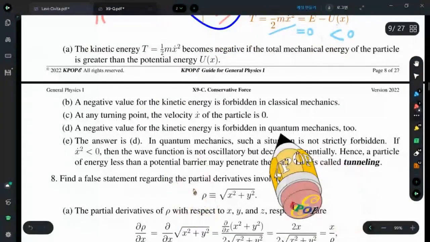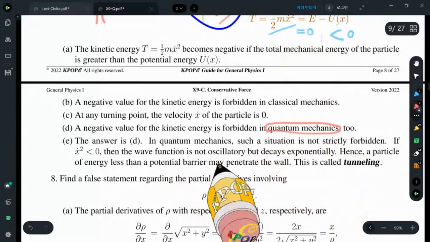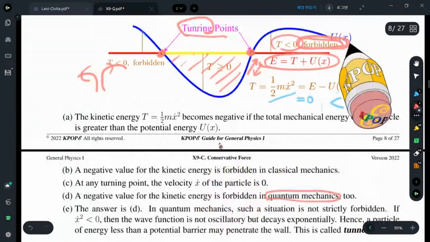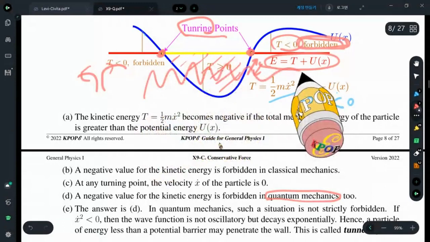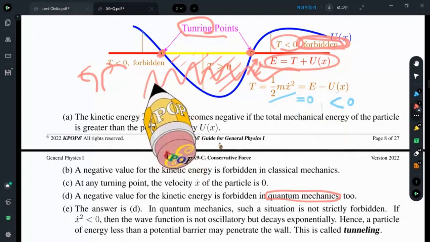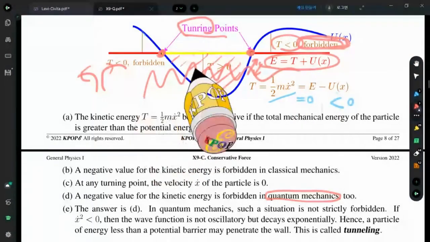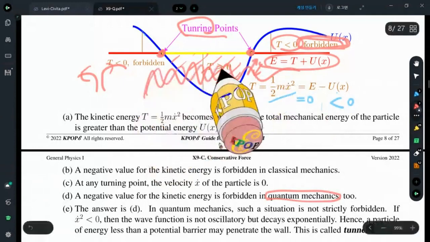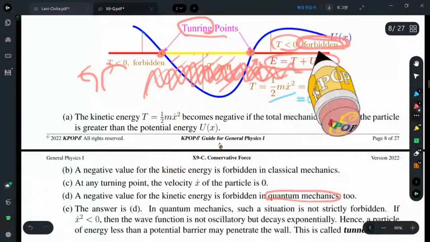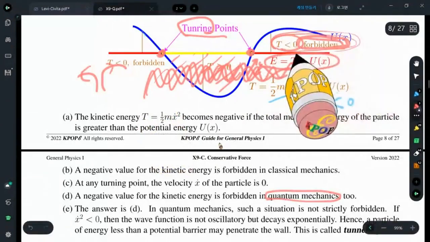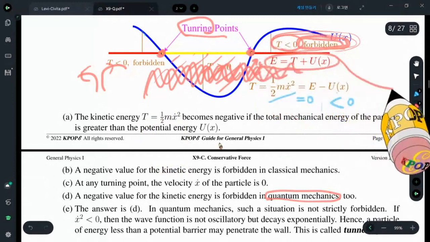However, in quantum mechanics, this region is not strictly forbidden. Quantum mechanics describes a tiny fundamental particle to behave as a wave. In that case, a particle in the allowed region has an oscillatory wave function. But in the classically forbidden region, it becomes an exponential wave function.